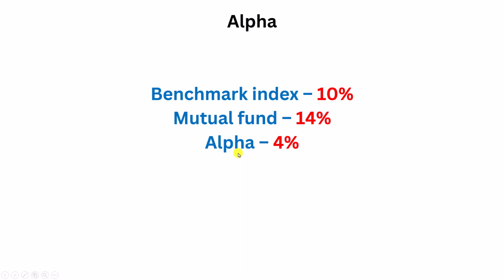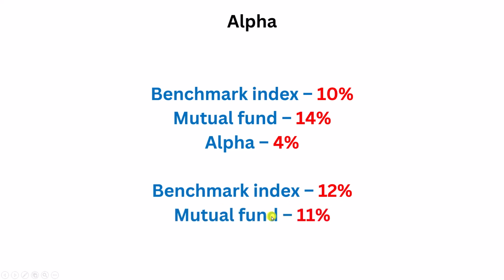Next, let us say that a benchmark index is giving 12% returns and the mutual fund is giving 11% returns. Now, this mutual fund is giving 1% lesser than the index, and so the alpha of this mutual fund will be minus 1%. So, it is giving 1% less than the index.